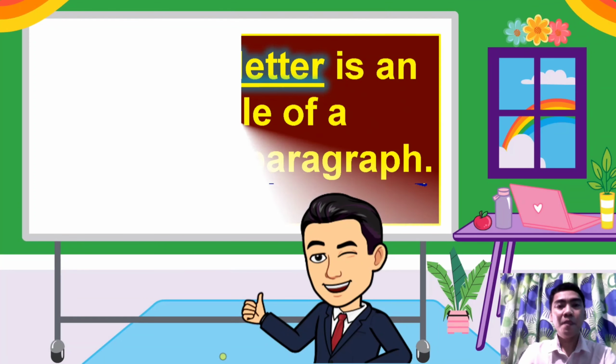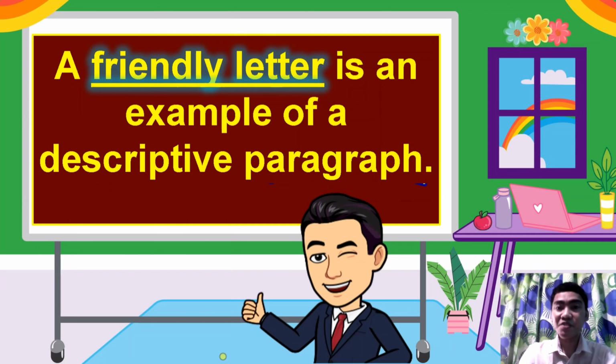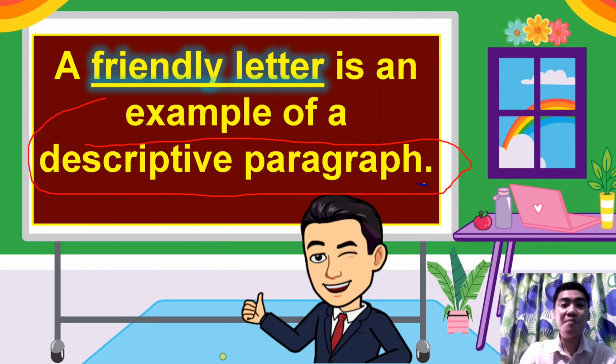Now, a friendly letter is an example of a descriptive paragraph. Of course, you will see information there in a friendly letter. That's why you are describing. You are describing your friend. Why do you consider him or her as your friend? So maybe you are giving descriptions of him or her. So a friendly letter, it says here, is a good example of a descriptive paragraph.